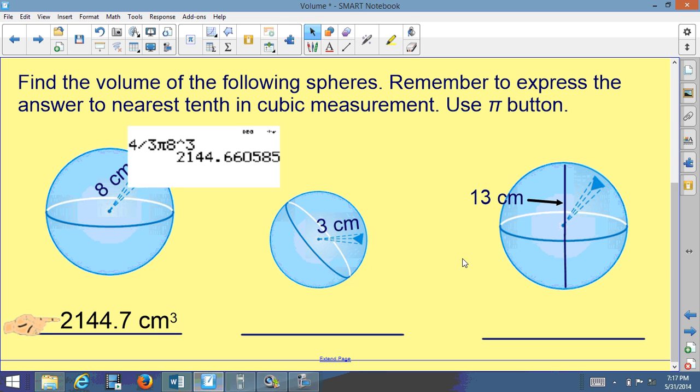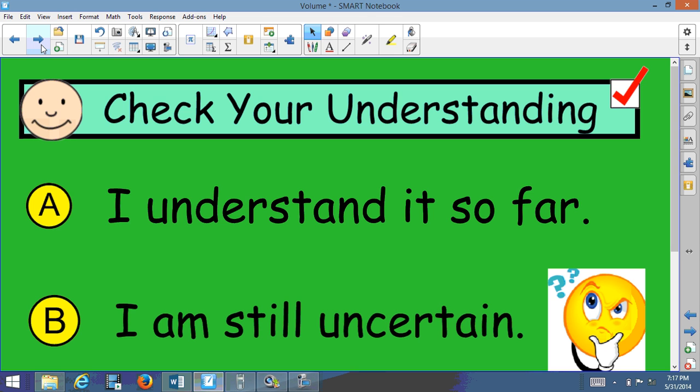So here are two more for you to try. I notice this one has a line that goes down the center of the sphere. So check your understanding, see if you understand it so far. If you're still uncertain, watch the video again or write down your questions and bring them to class, and I'll be glad to answer them.